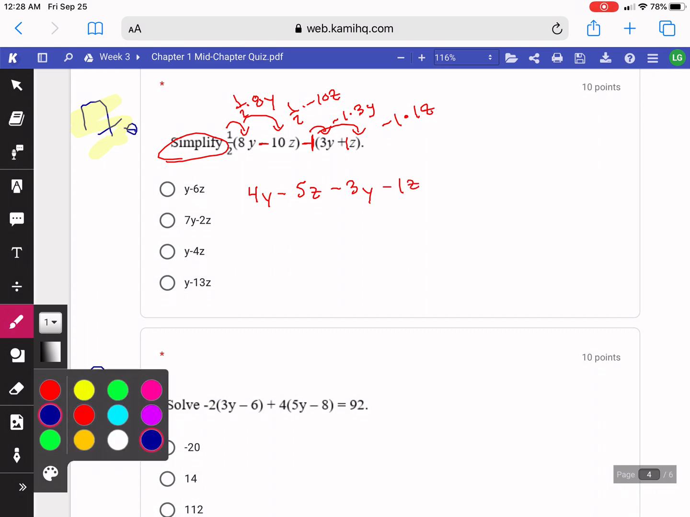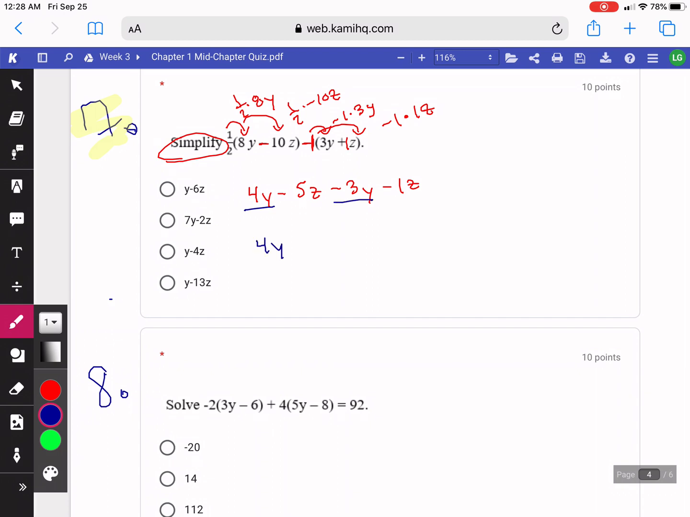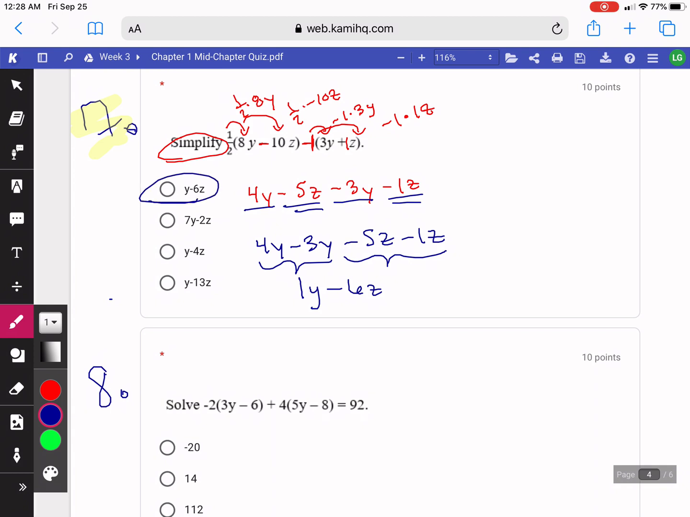From there, you want to combine like terms. So I can combine 4y minus 3y and negative 5z minus 1z. 4y minus 3y is 1y, and negative 5z minus 1z is negative 6z, because when you have the same signs, you add and keep. So the answer here was actually y minus 6z.